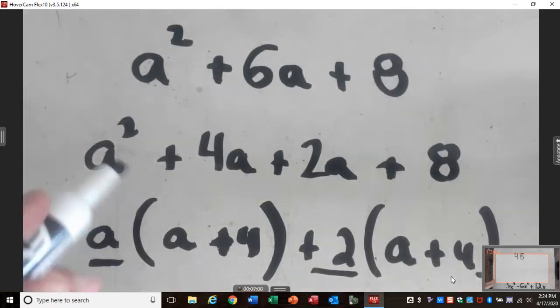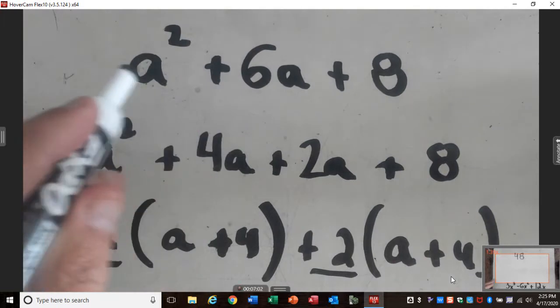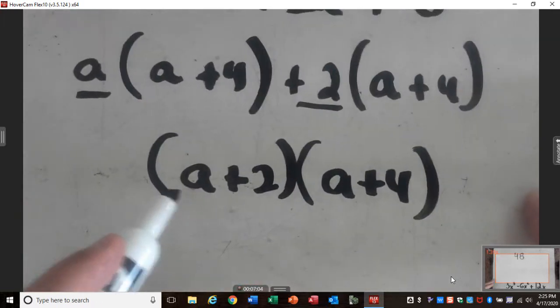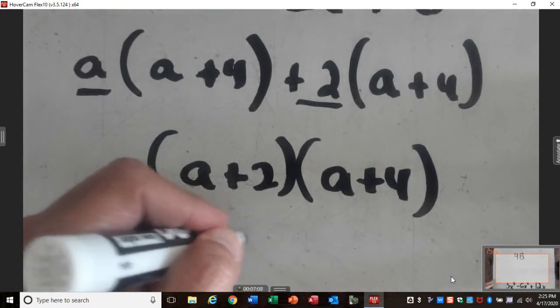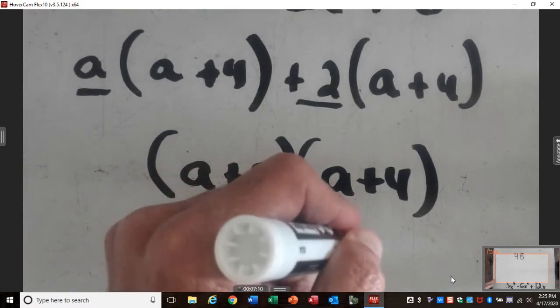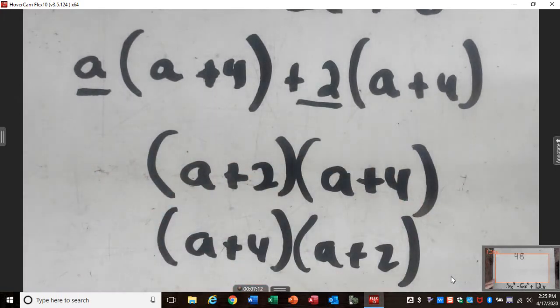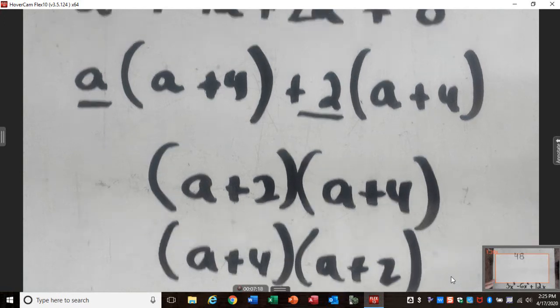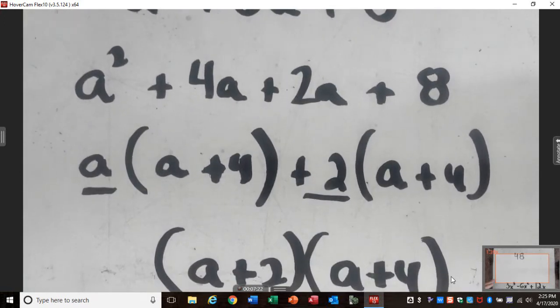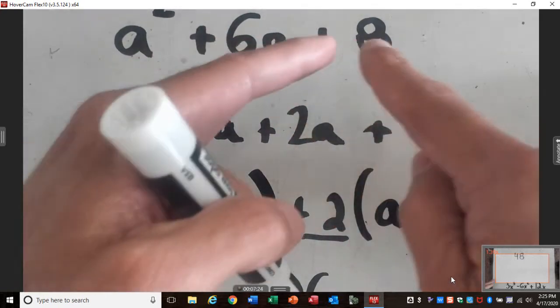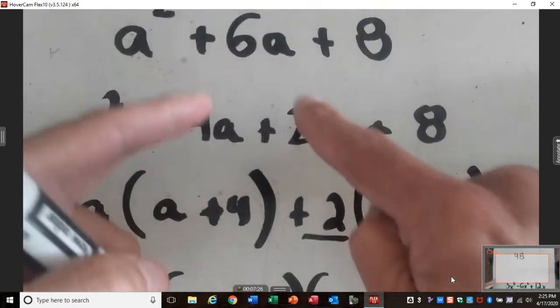So if we take this quadratic right here and factor it, we're going to get this answer. By the way, you could also write it as A plus 4 and A plus 2. The order does not matter here. And this is just your basic factoring. Okay, so we started here, and we got to here. We broke the 6A down. Factors of 8 that added to 6 are 4 and 2.